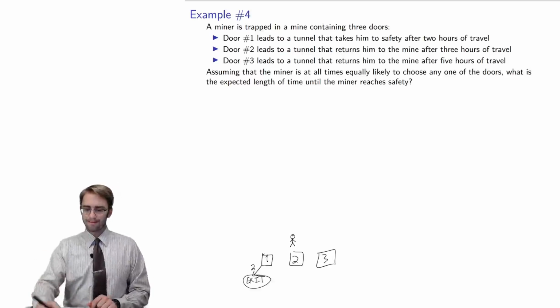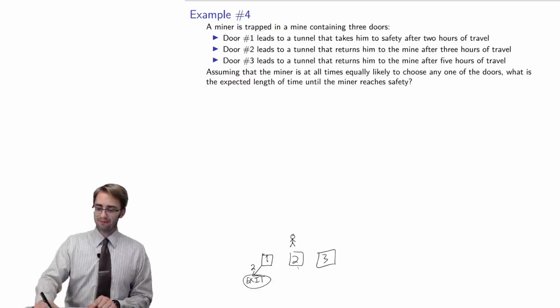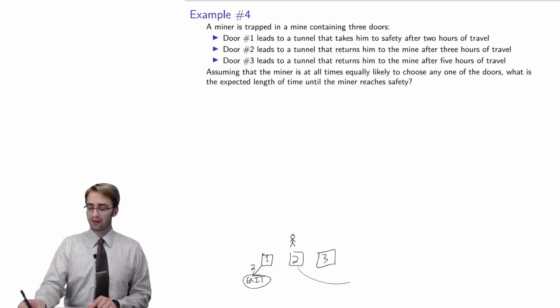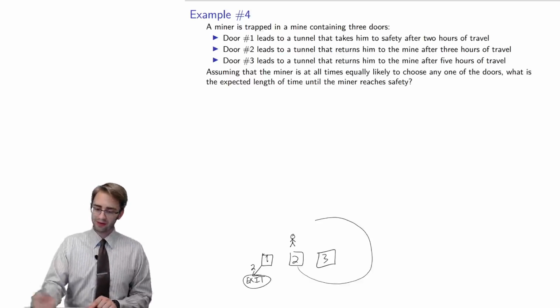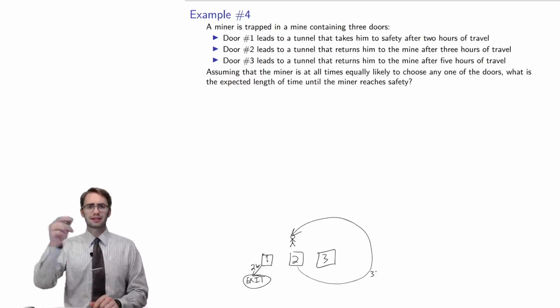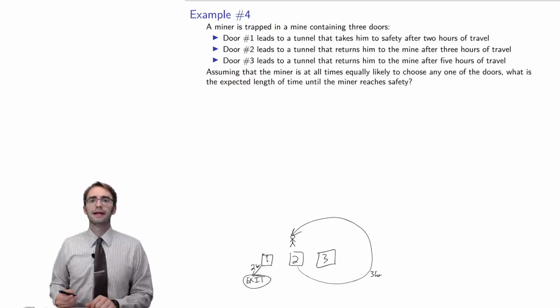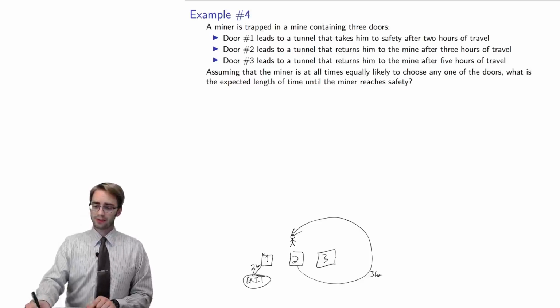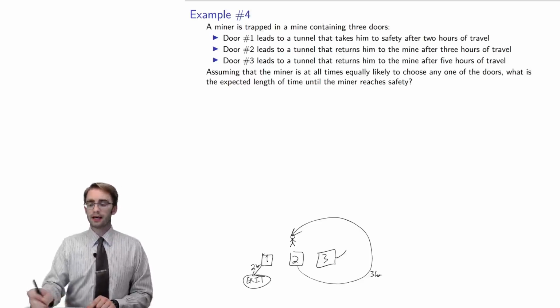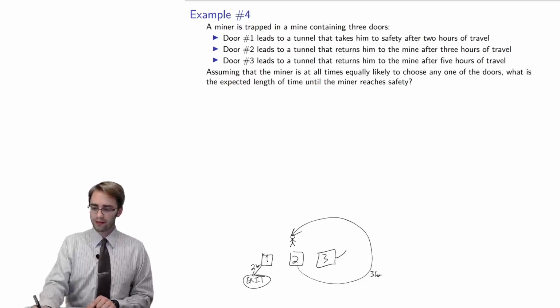Okay, door 1 is victory. Door 2 leads to a tunnel that takes him right back where he started after 3 hours of travel. So I'll do a little 3. In fact, let me make a note. This is 2 hours, and this is 3 hours. Okay, 2 is no good. 2 takes you back where you started after you waste 3 hours of running around. And door 3 is even worse. Door 3 takes him right back where he started with 5 hours of travel.